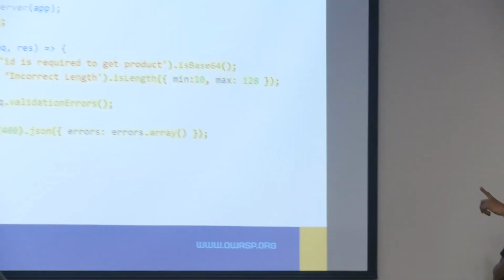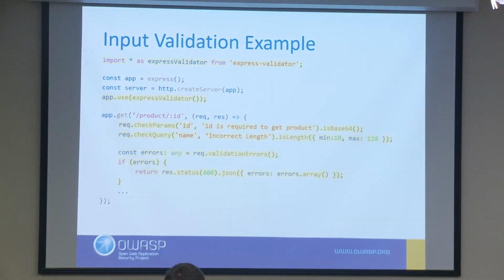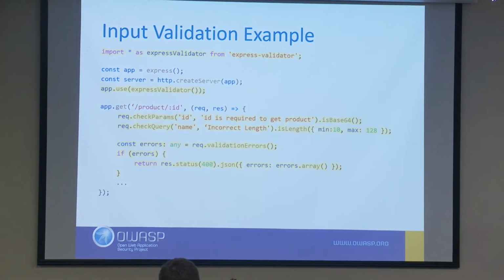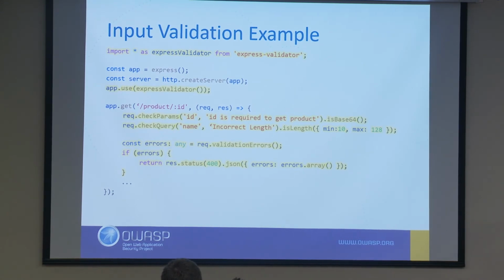Here is an example of how we validate input using Express Validator. We use the Express Validator middleware, and then in our controller, we check the ID param and the name query. The ID is checked to make sure it's a base 64, and the name is checked to make sure it's between length 10 and 128. After which, if there are any errors, we return with a 400 along with the errors found.